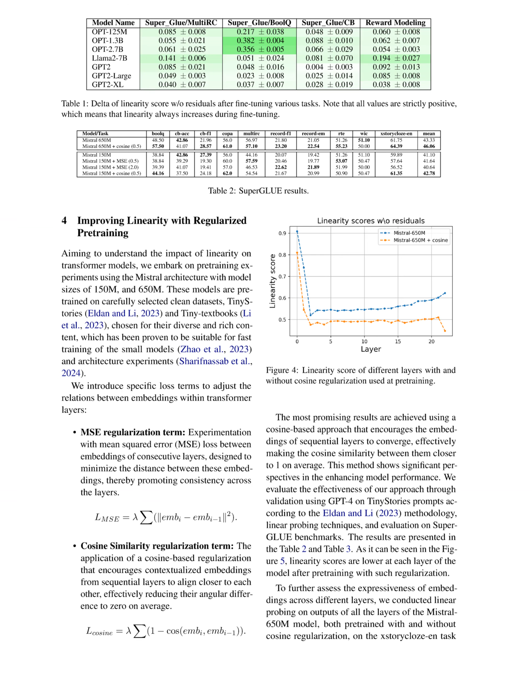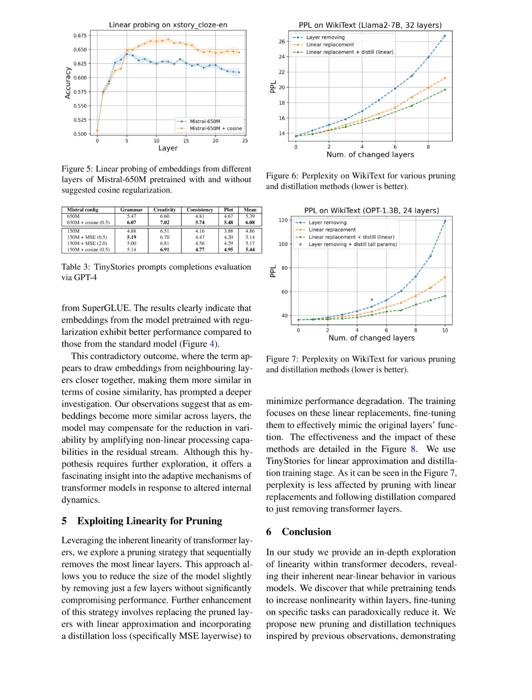Additionally, the algorithm involves introducing specific regularization terms during pre-training, such as MSE and cosine similarity, to adjust the relations between embeddings within transformer layers. The cosine-based regularization term encourages embeddings from sequential layers to align closer to each other, effectively reducing their angular difference. This method enhances model performance by promoting consistency across layers.